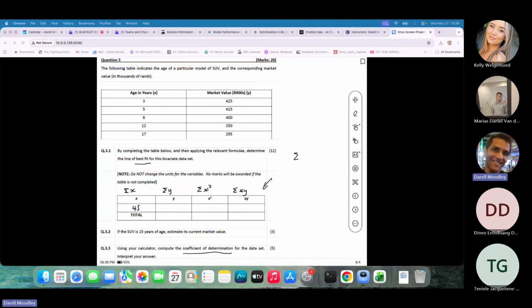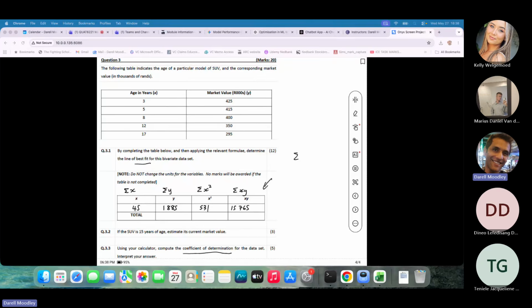Your sum Y would be 1,885. All right, for your sum X squared, it's 531. And then your sum XY is 15,765. Okay, so show the totals.